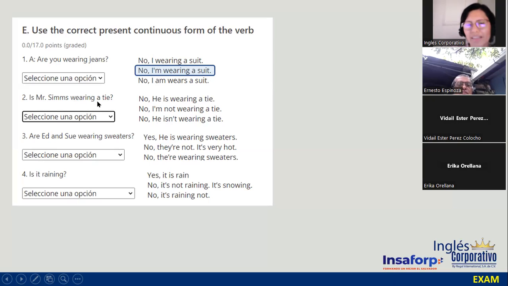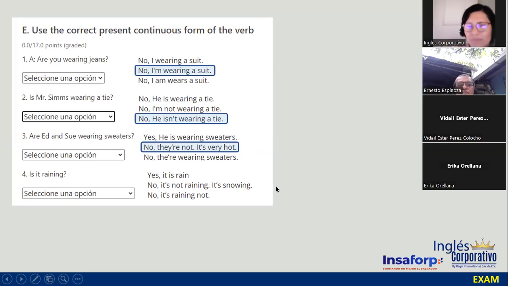Is Mr. Sims wearing a tie? One, two, or three? No, he isn't wearing a tie. Muy bien. Are Ed and Sue wearing sweaters? One, two, or three? No, they're wearing sweaters. ¿Qué dice usted, Erika? Okay. En este caso, la respuesta es no, they're not. It's very hot. Porque están preguntando si sí o no, ¿verdad?